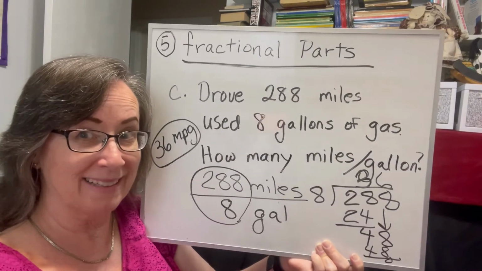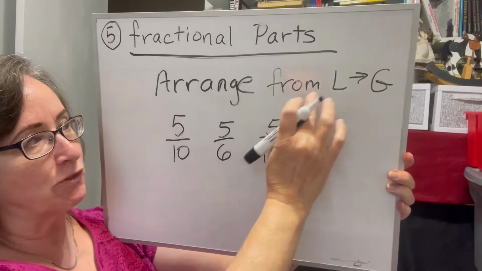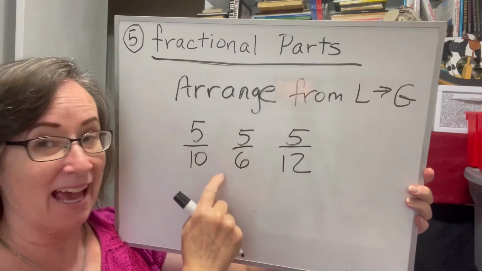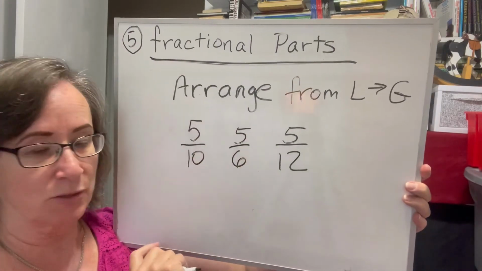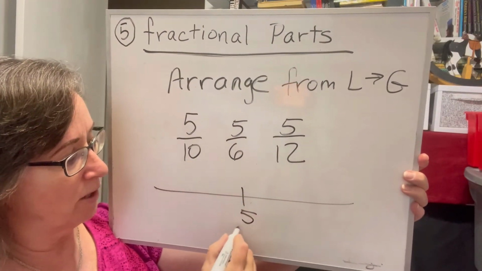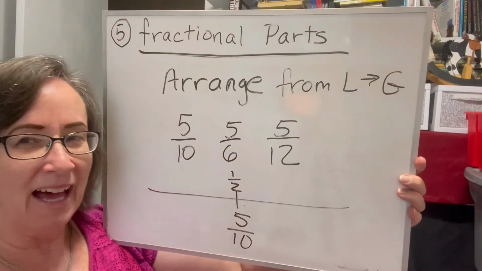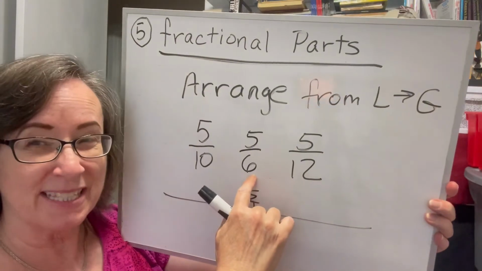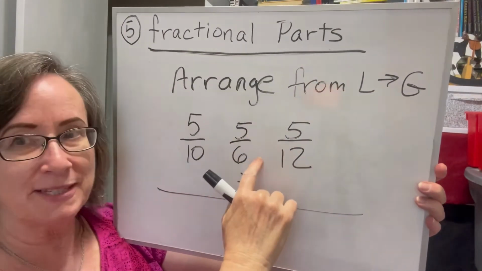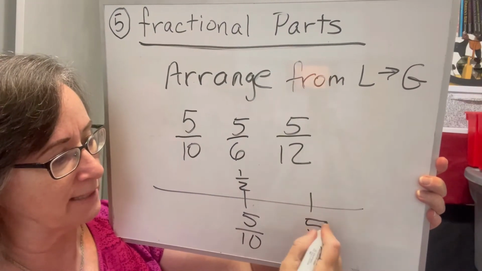One more practice. All right, here's our last practice. We're supposed to arrange from least to greatest. So 5/10, 5 is half of 10. So 5/10 is 1/2. So we're going to put 5/10 right here on the 1/2 mark. 5/6, half of 6 is 3, and 5 is bigger than 3. So 5/6 is greater than a half. So we'll put 5/6 over here.